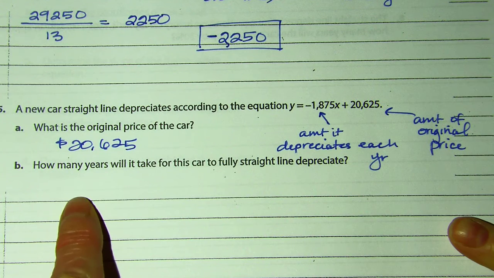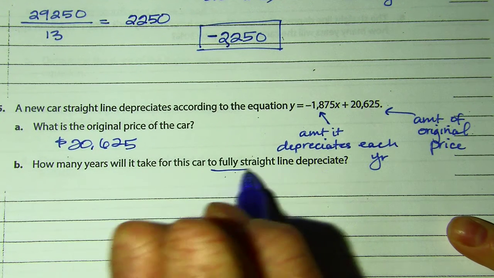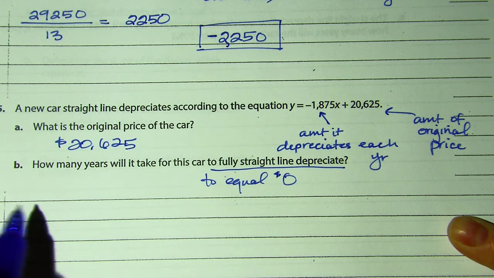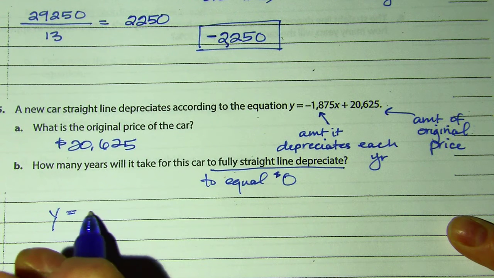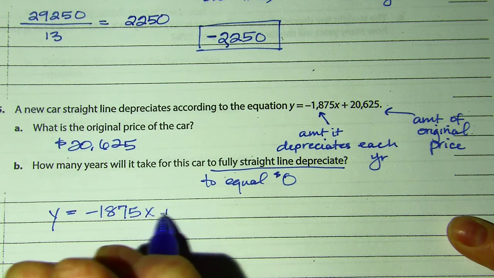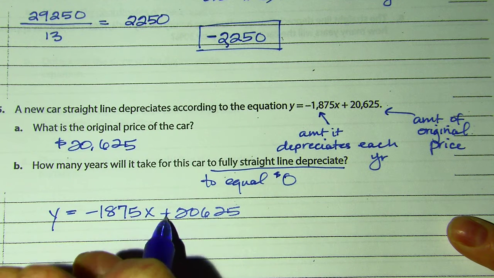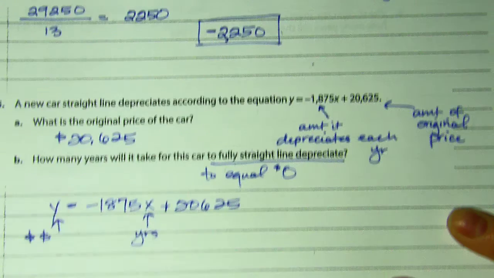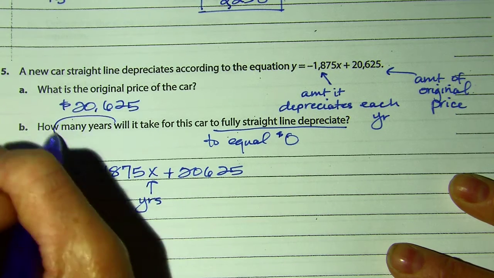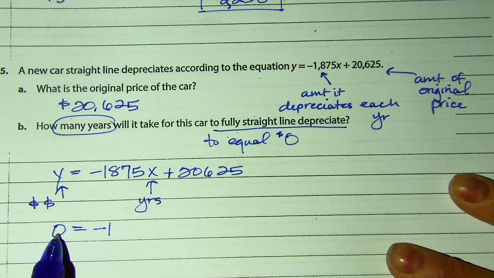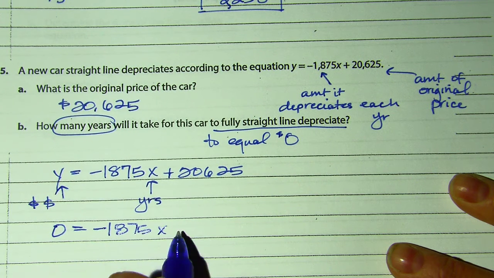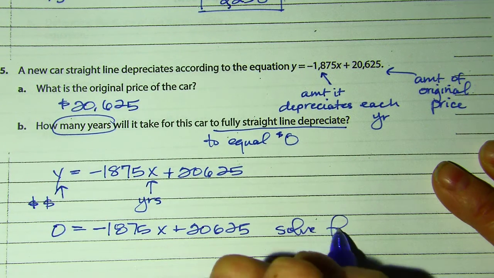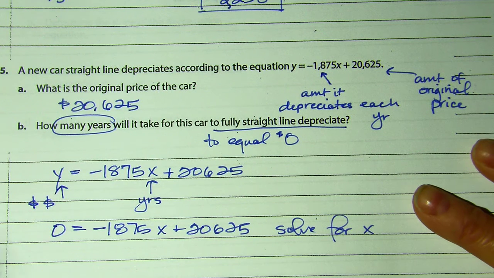How many years will it take for this car to straight line depreciate? So this is saying to equal $0 in marketable value. So remember when I set this up, X is years. This is money. So they're asking me when it says how many years, it means I'm solving for X when Y equals 0. So I'm going to plug 0 in for Y, and I'm going to solve for X because X is time.